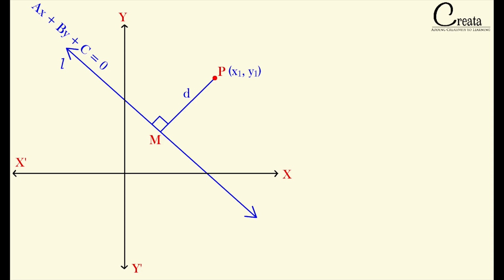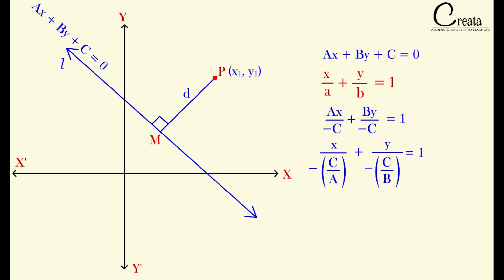So this d is the perpendicular distance between the point and the line. And in this lecture, we will see the formula of d, that is the distance between the point and the line. Okay. So let's proceed. Our equation of the line is ax plus by plus c equal to 0. Can we rewrite this equation into the intercept form, that is x by a plus y by b equal to 1? The same we have covered in the previous lecture.